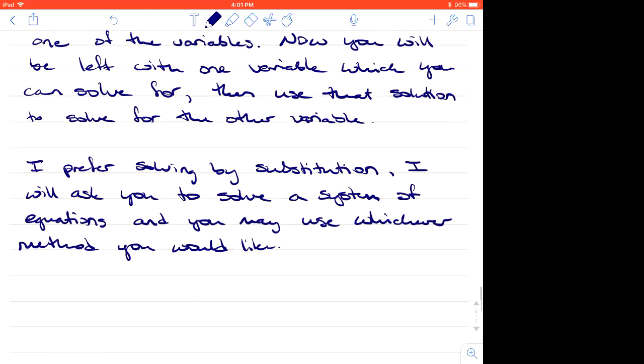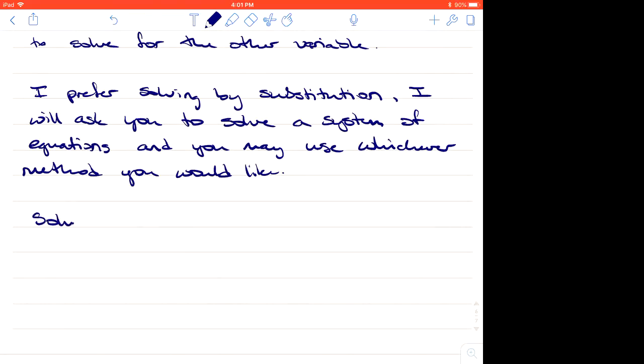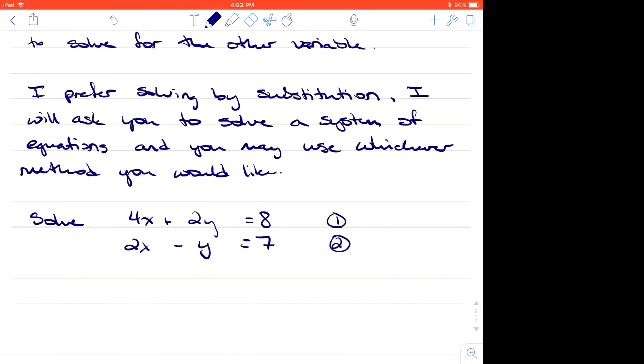So let's actually go through and solve 4x plus 2y equals 8. It's that one we started with. 2x minus y equals 7. Okay. So like I said, I like to number my equations. Then I don't have to write them out a bunch of times, right? So part of showing your work for these problems is going to be telling me what you're going to do, right? Which means you have to use your words, right?